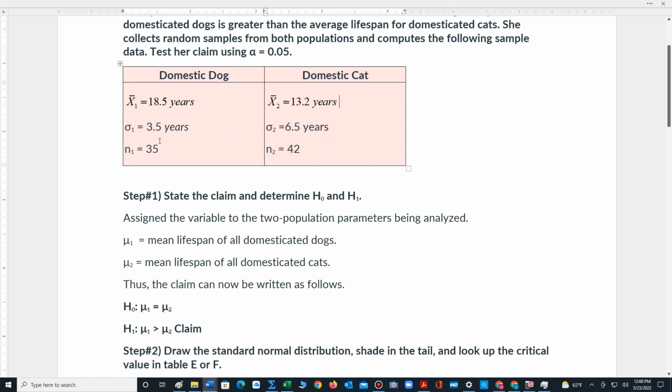For the domesticated dog, a sample of 35 dogs was collected. The average lifespan, 18.5 years. The population standard deviation, 3.5 years. For the domesticated cat, a sample of 42 was collected. The average age, or average lifespan, is 13.2 years. The population standard deviation is 6.5 years.